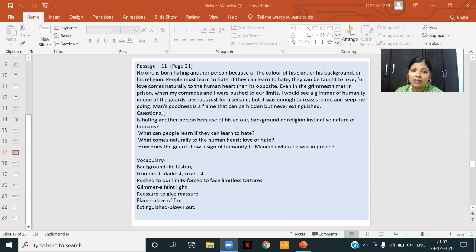And Nelson Mandela says, man's goodness is a flame that can be hidden but never extinguished. He says, every human being has goodness in them. It is inbuilt. You can hide it temporarily, but you can never blow it off, or it can never be extinguished. So the natural quality of human being is being good.